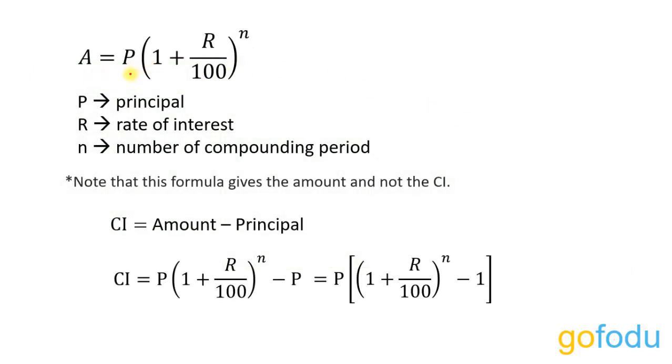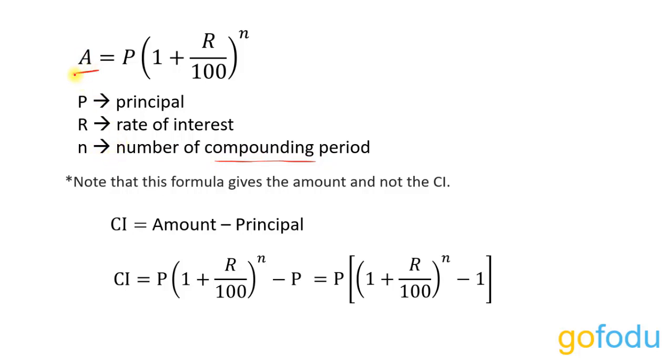Amount is equal to P, principal, into 1 plus R upon 100 whole raised to N, where P is principal, R is rate of interest and N is number of compounding periods. This we will discuss in detail in the next video. For now, you can put time period T here, number of years could be put here for now. So this formula gives you amount.